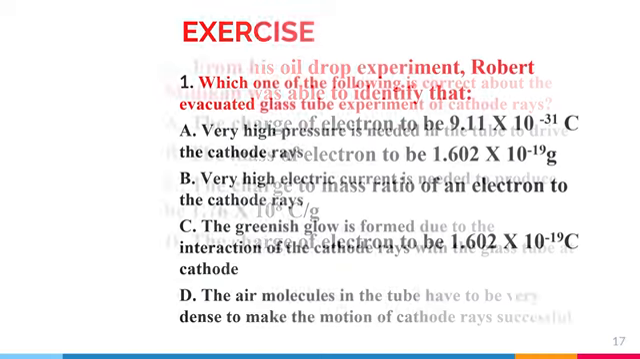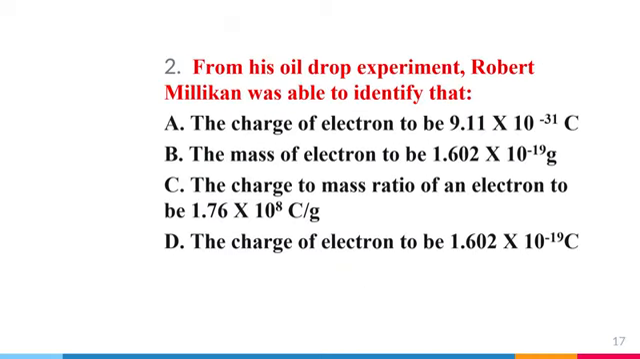The second question, from his oil drop experiment, Robert Millikan was able to identify that A, the charge of electron to be 9.11 times 10 raised to minus 31 coulomb. B, the mass of electron to be 1.602 times 10 raised to minus 19 gram. C, the charge to mass ratio of an electron to be 1.76 times 10 raised to 8 coulomb per gram. D, the charge of electron to be 1.602 times 10 raised to minus 19 coulomb.